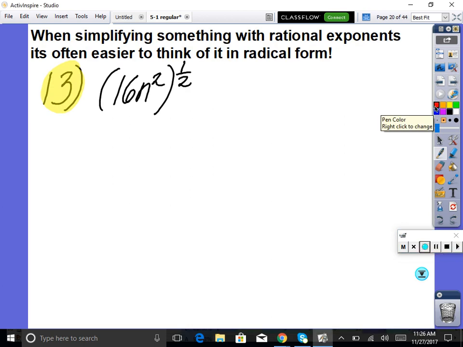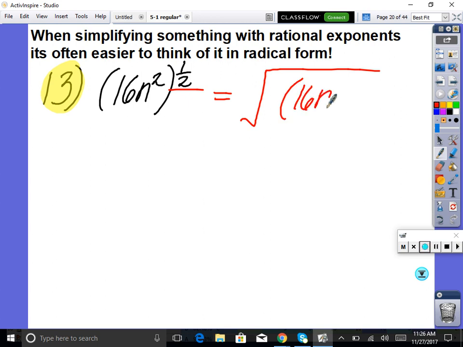Okay. So with 16 it says, with 13 it says simplified. So notice right now, this is written as a rational exponent. Well, we know that that's equivalent to a radical, so it's much easier to simplify a radical. So let's rewrite this in its equivalent form. Isn't this equal to the square root of both 16n squared raised to the first power? Yeah? So isn't that technically the square root of 16n squared? Because anything to the first power is just itself.